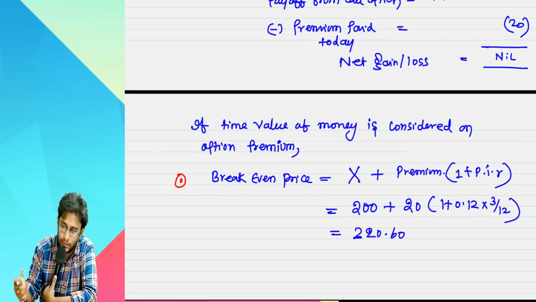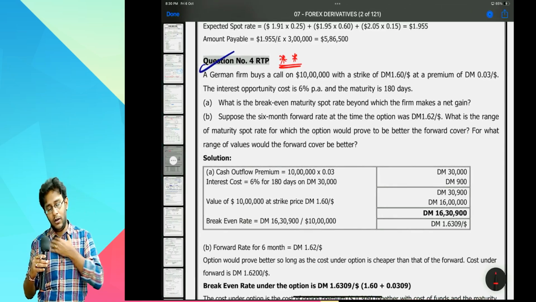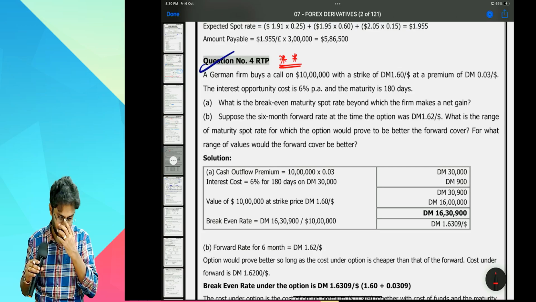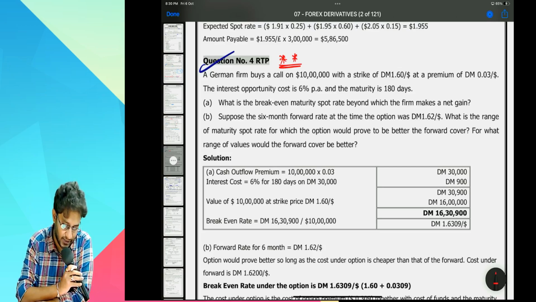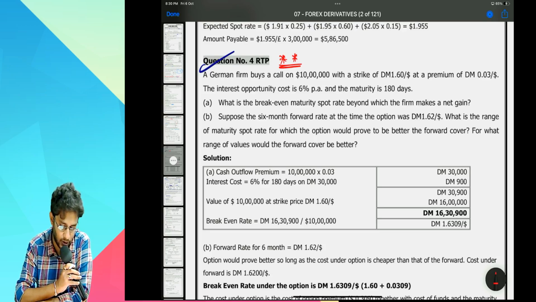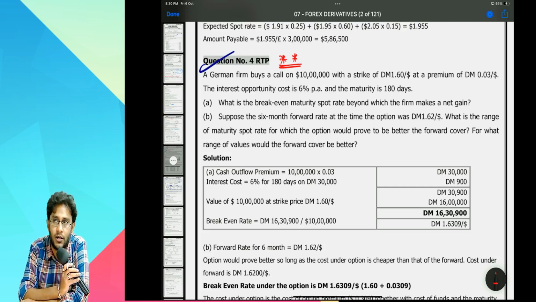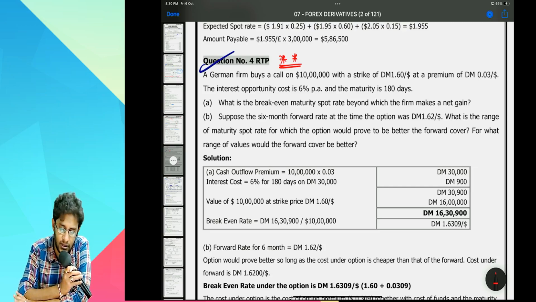Of course, all this I'll make you write again in the form of a formula, but as such, read, sir. A German firm buys a call on $10 lakhs with a strike of DM 1.60 per dollar at a premium of DM 0.03 per dollar. So stop there. You are a German company. German companies were using the Dutch mark, but they converted to the euro long back. Anyway, their home currency is DM in this sum.